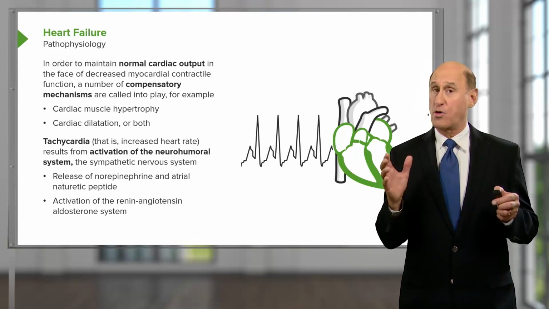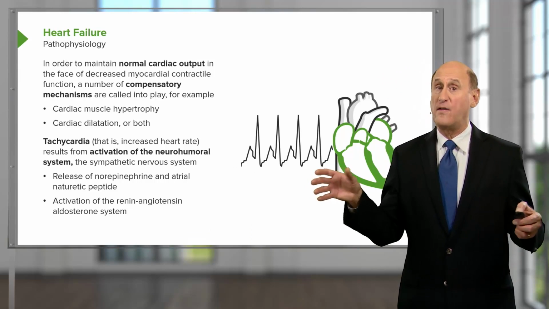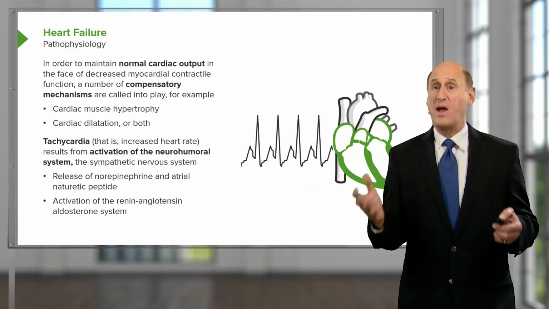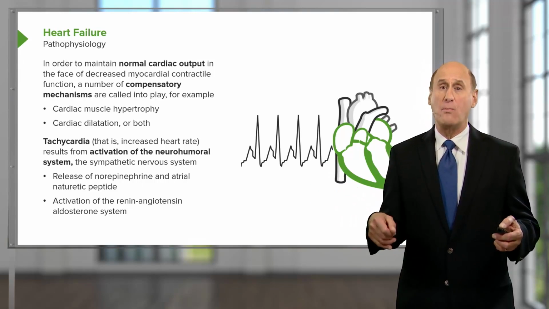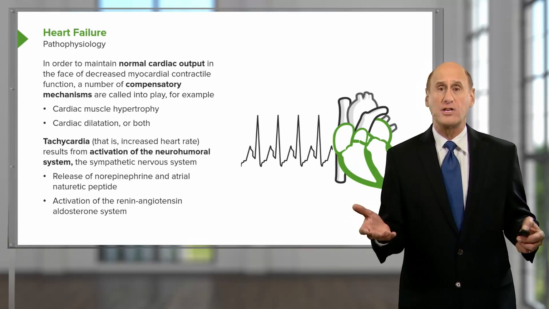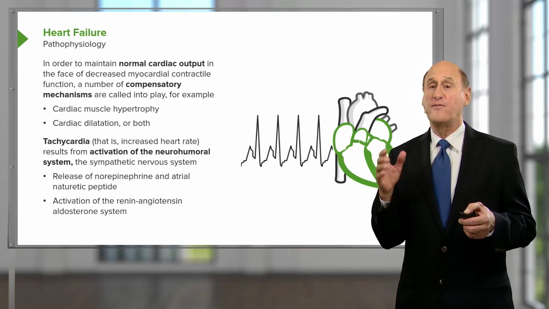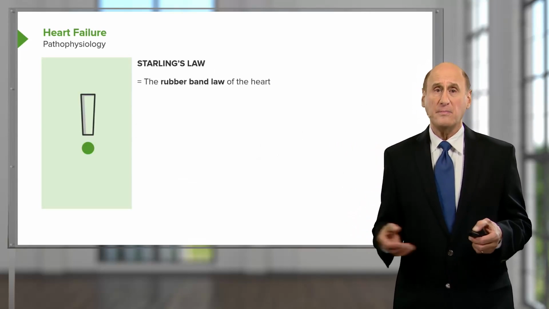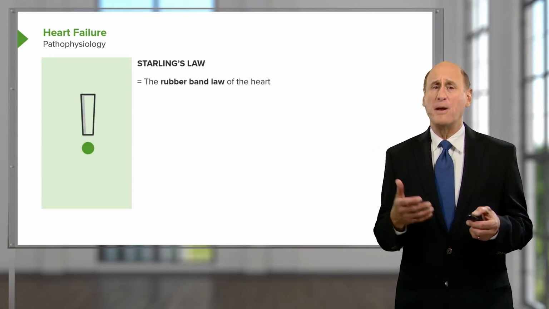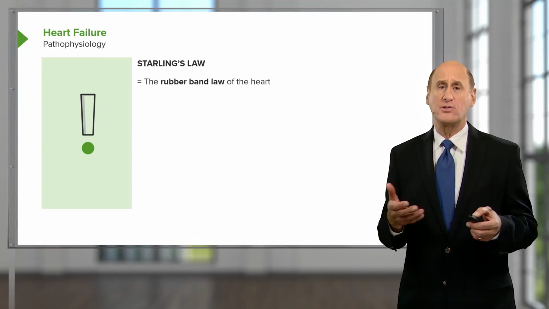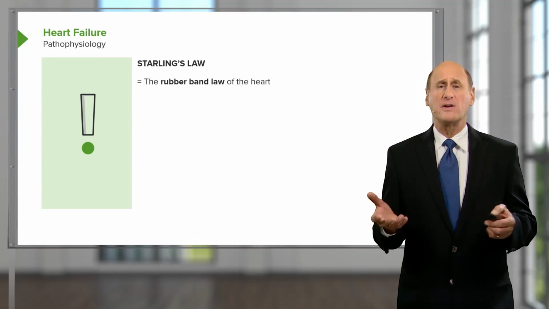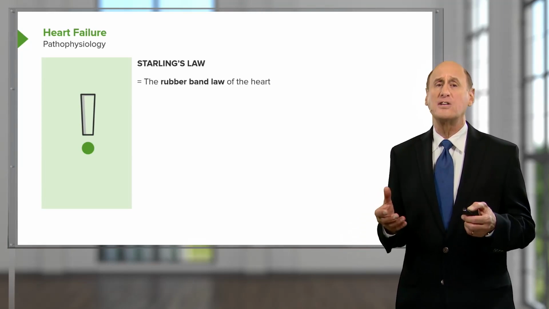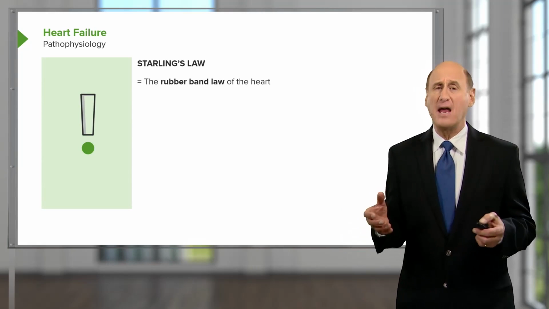These systems work great if there's dehydration, you're caught in the desert without water. They work great if there's a hemorrhage, you've been cut somewhere, or you're bleeding from an ulcer in your stomach. But they work, unfortunately, in a negative manner in the patient with heart failure. Let's just talk for a moment about why these compensatory mechanisms work. They work because of something I mentioned before, Starling's law, the so-called rubber band law of the heart.